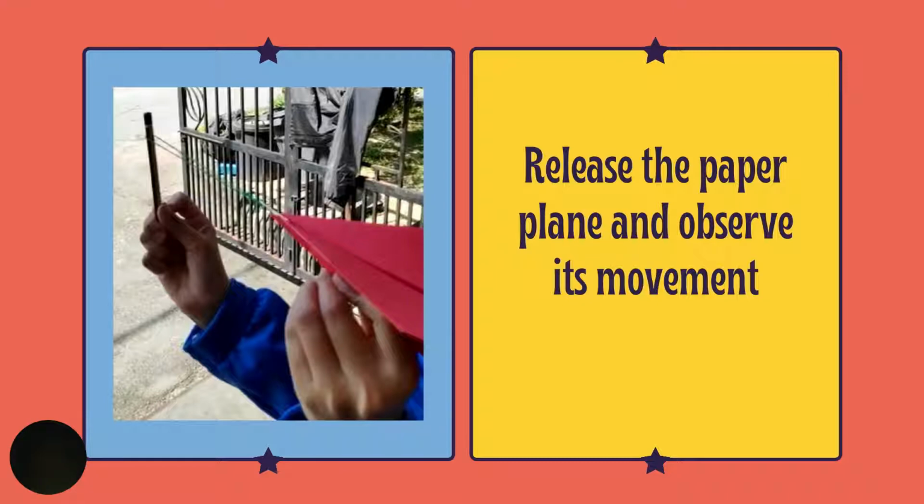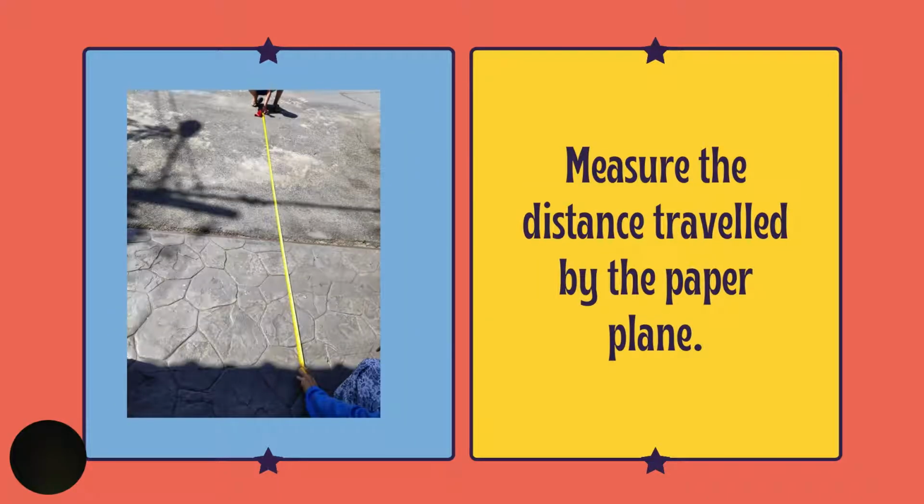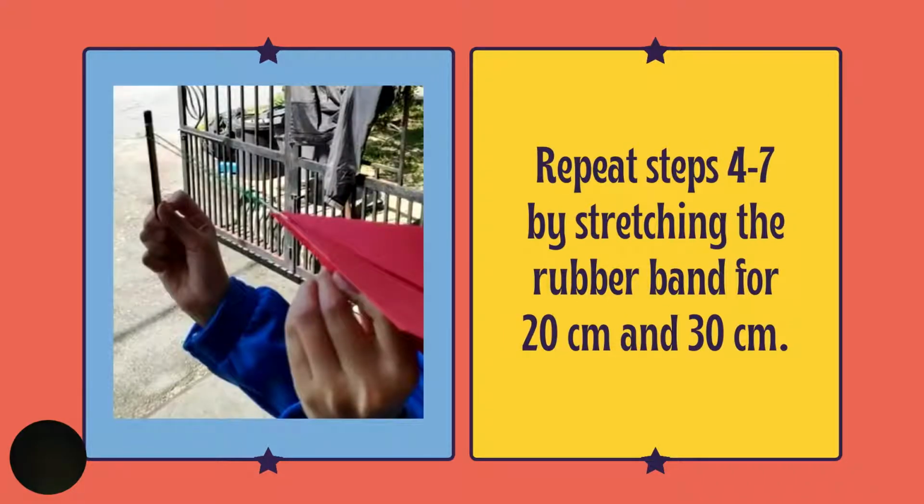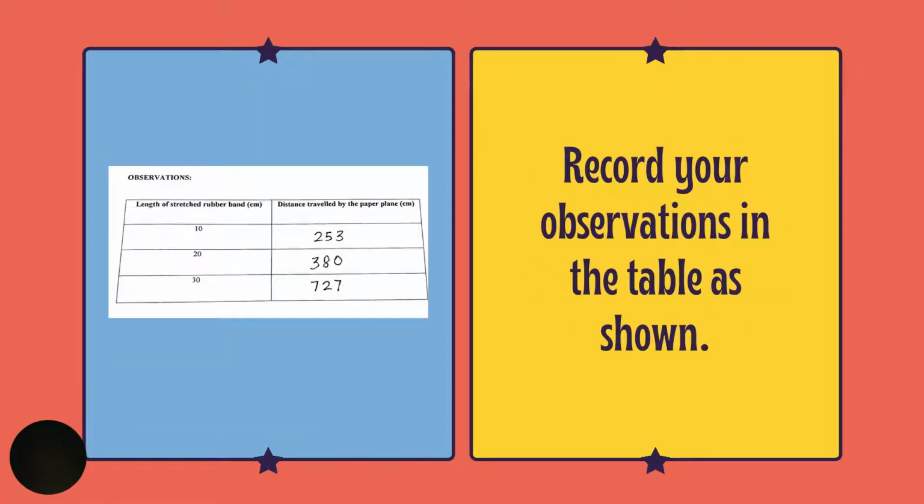Release the paper plane and observe its movement. Measure the distance traveled by the paper plane. Repeat steps 4 to 7 by stretching the rubber band for 20 cm and 30 cm. And last, record your observations in the table as shown. Let's start the investigation to test the distance traveled by a paper plane. Let's go.